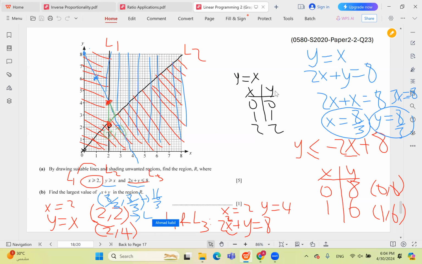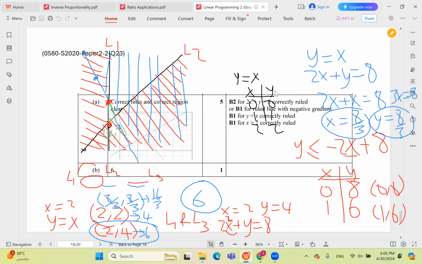The sum here is 4, and the sum here is 6. Obviously, 6 is 18 over 3, so this is the largest value. So the largest possible answer here would be 6. You can either get it from the graph, but in my case, because I'm drawing on the screen, it's not very accurate. So I just solved simultaneously until I got my points. So 6 is the correct answer, and the shaded region is correct as well.